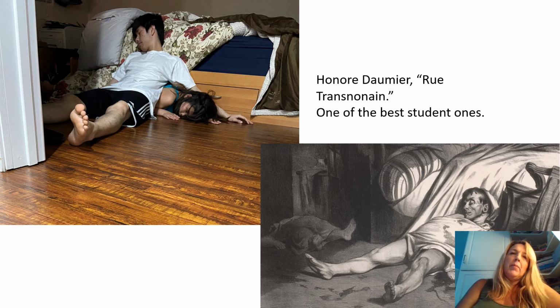This is Honoré Daumier, Rue Transnonain, and this was based on a real situation. There was rioting going on, and they thought a sniper was in the building, and they went into the building and they massacred the wrong apartment, basically. It made the front page. This print was widely circulated. This was kind of a big deal, and it was a very tragic event. And so this student has recreated this tragic event with his little sister.